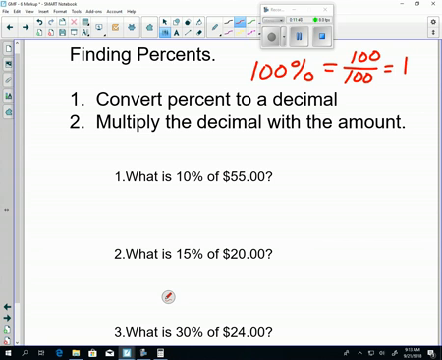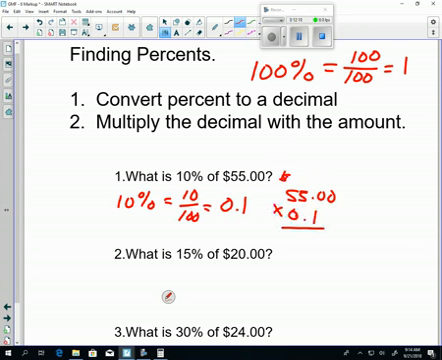So if I have 10%, first thing I do is I change it to a decimal. That means it's 10 divided by 100. And that's going to be 0.1. I put it in the calculator, 0.1. So now I can take 10% of $55. $55 times 0.1, you will get $5.50. 10% of 55 is $5.50.